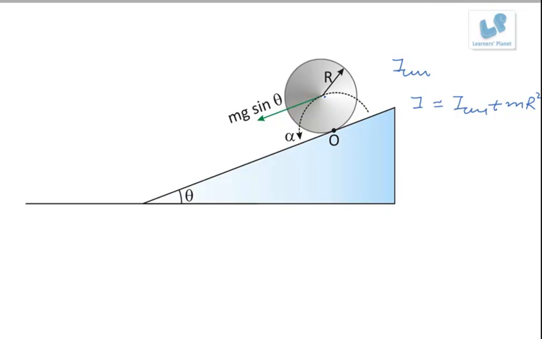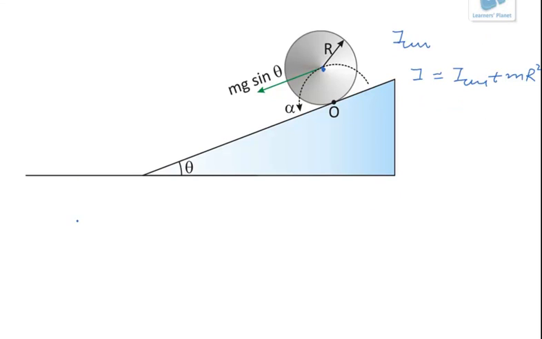Now if we find out angular acceleration alpha of the center of mass with respect to point O, then the torque will be given by I into alpha, which is equal to the perpendicular force mg sine theta, and perpendicular distance is r. Okay, this distance is r.